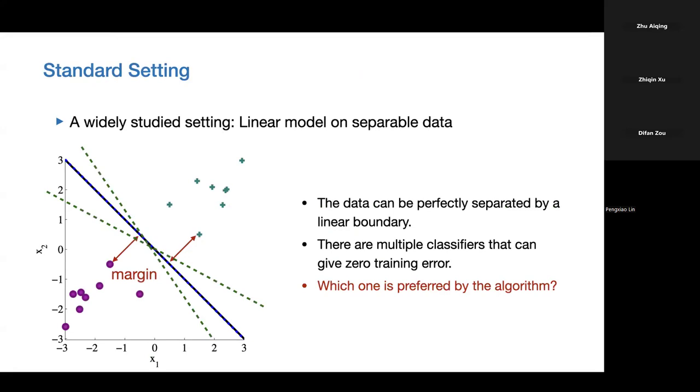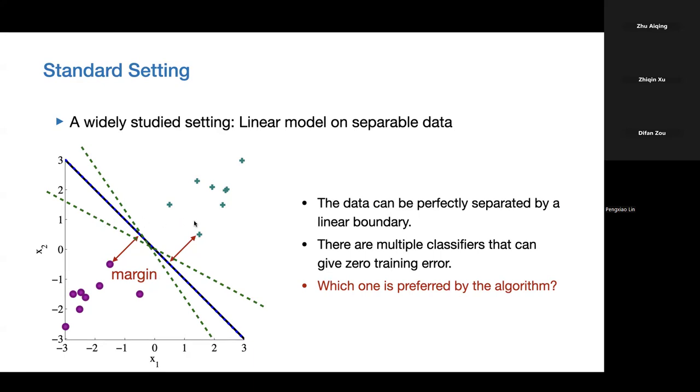So, as we have mentioned, we start from the conventional setting. In terms of the implicit bias, a widely studied setting, or what we call the standard setting, is a linear model on separable data. Separable means that, given the training data points, they are linearly separable, which means that we can find a linear classifier that can achieve zero training error on this bunch of data points. And because we have linear models with a linear boundary, we can slightly rotate the boundary and still get zero training error.